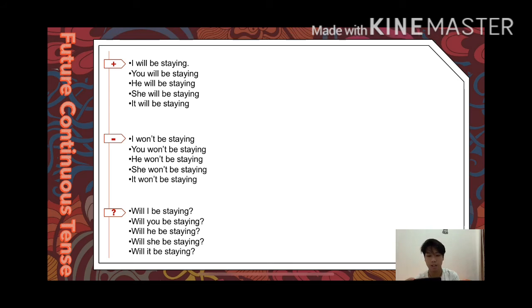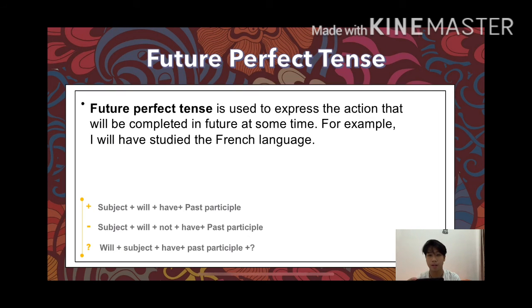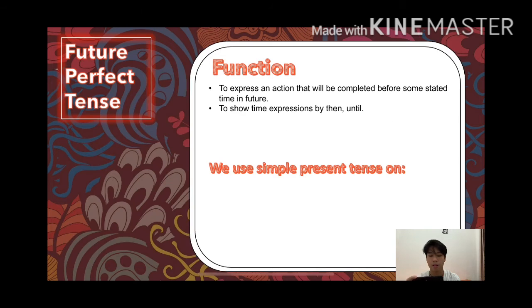Okay, the next one is future perfect tense. Future perfect tense is used to express an action that will be complete in the future at the same time. For example, I will have studied the French language. The function is to express an action that will be complete before some stated time in the future. To show time expression: by then, until. We don't have a specific use here. And next one is the example.